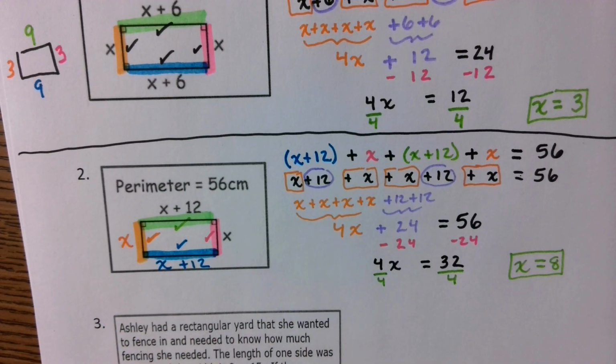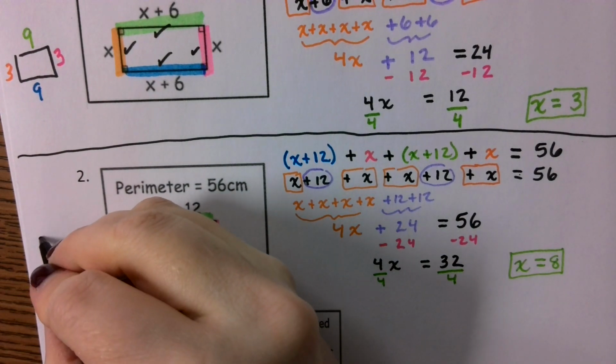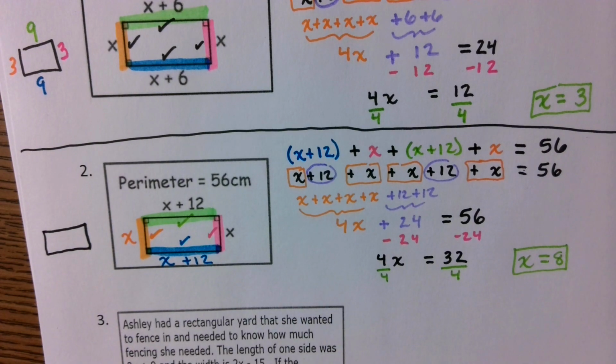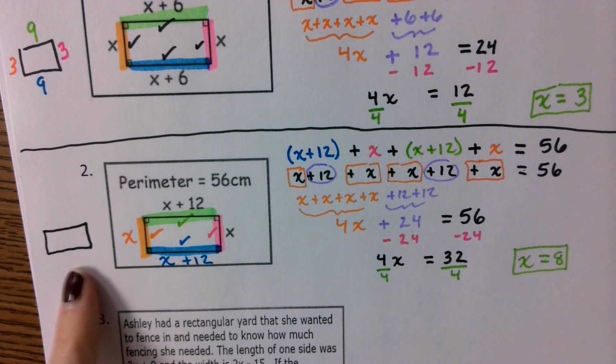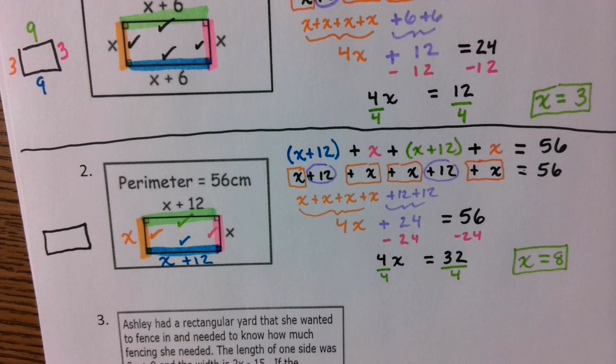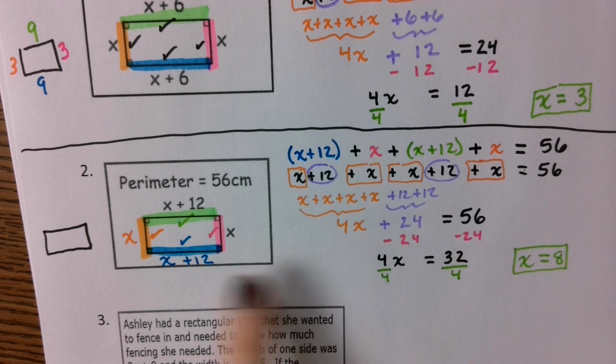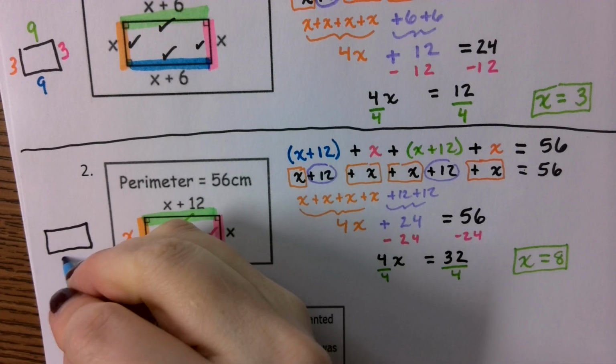So now let's go ahead and redraw my rectangle so I can label all my sides. Who wants to tell me the blue side, which is on the bottom, what is that going to equal? Jordan? 20, right? Because we're going to do 8 plus the 12. So that's going to equal 20.